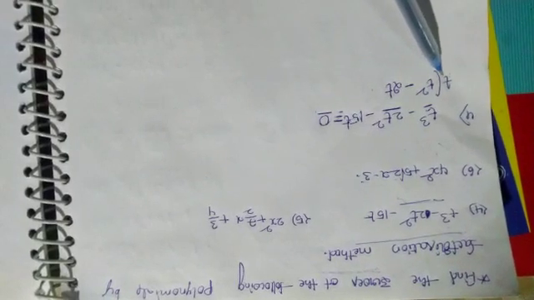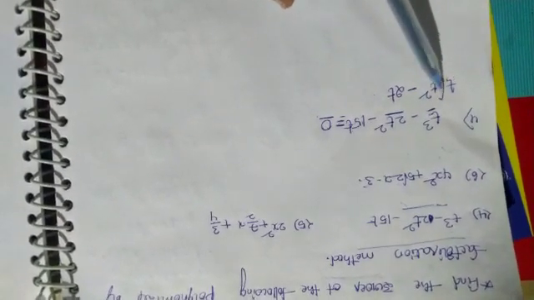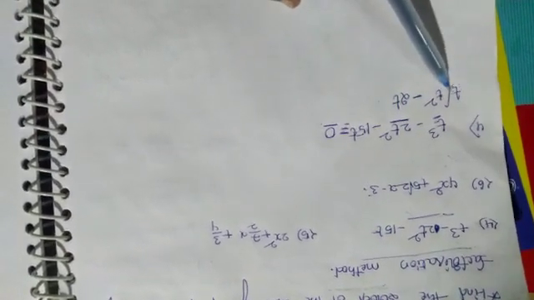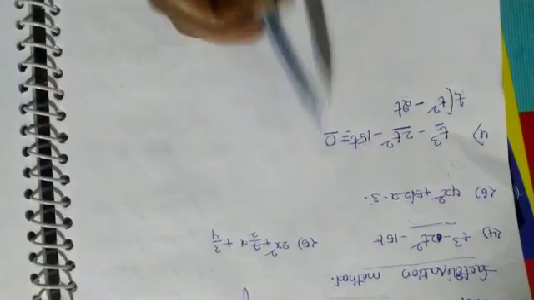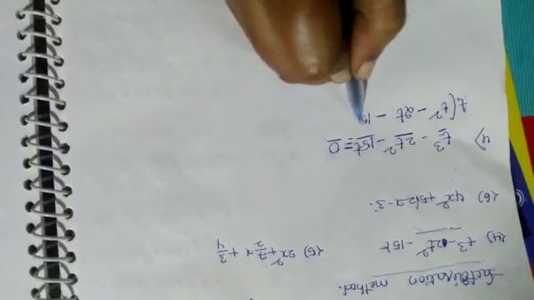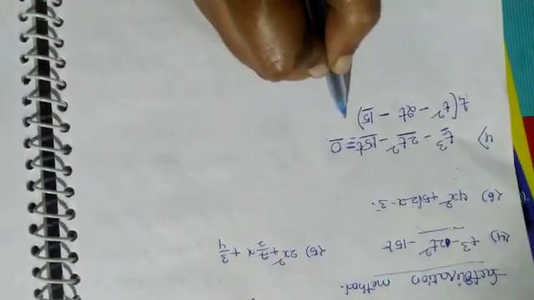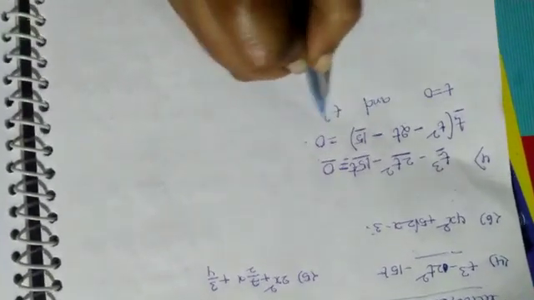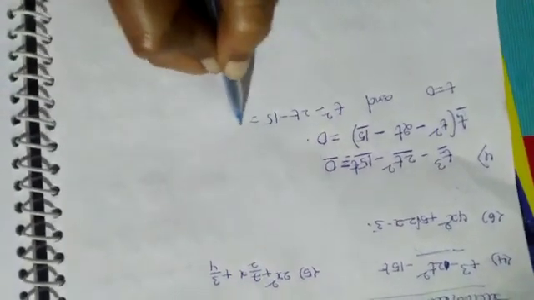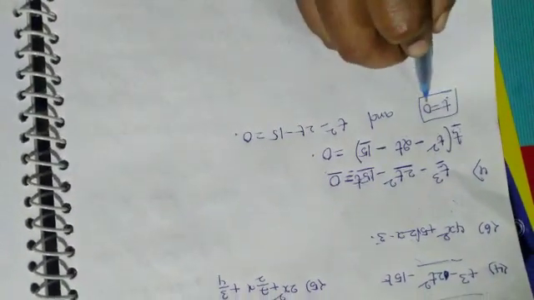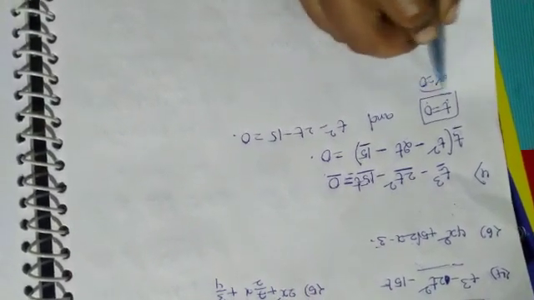Here t is common. T is common, remaining t square minus 2t. T is common, so we have minus 2t, and 15t. Here t is common, so remaining 15 equal to 0. So here t equal to 0 and t square minus 2t minus 15 equal to 0. Here t equal to 0 is nothing but alpha equal to 0.